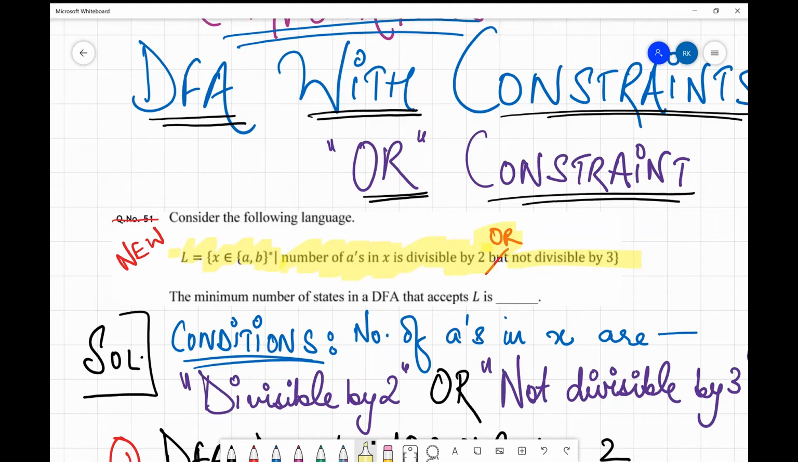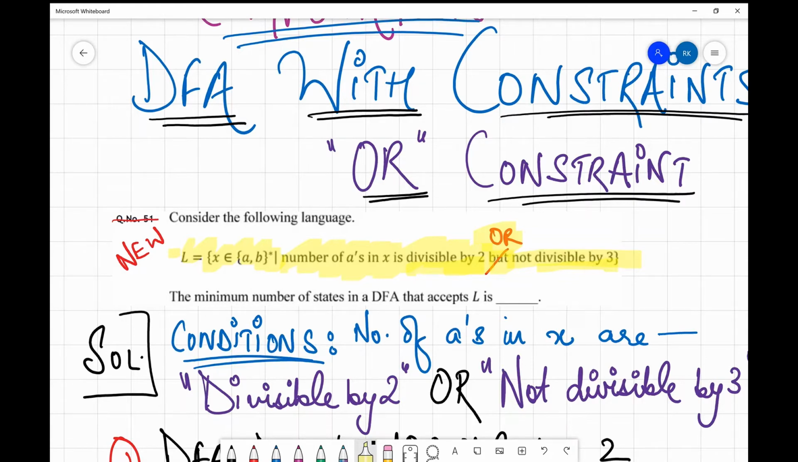I've already made a video on this particular question wherein I have solved the question for the number of A's in X divisible by 2 but not divisible by 3. So you may please refer to that video. I'll put that in the suggested videos, and you can have a look at that video, and that is also very important. And now in this session we are going to take up the OR possibility.